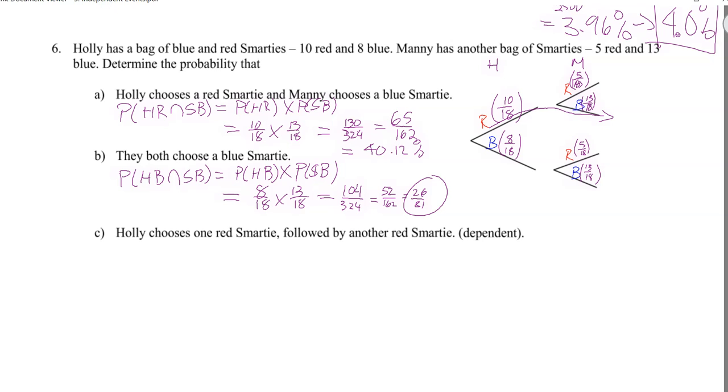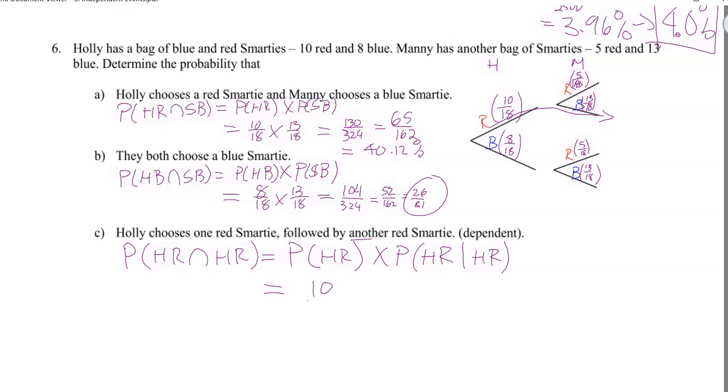The second last example of the course. And now Holly chooses one red Smartie followed by another. Now this is just Holly. So the probability of Holly red and Holly red is, and we're going to assume the Smartie gets eaten, so you are not going to draw a Smartie and then put it back. All right, it's all just the same stuff. The probability of the first Smartie drawn being red is 10 out of 18. The probability that the second Smartie drawn is red, well, there are 9 red left out of 17.